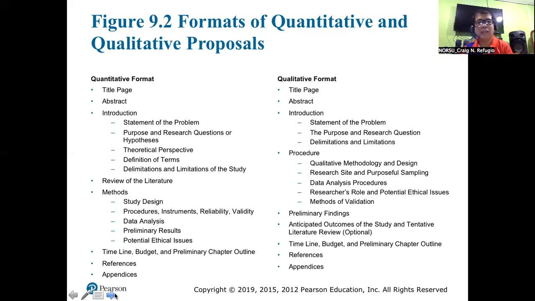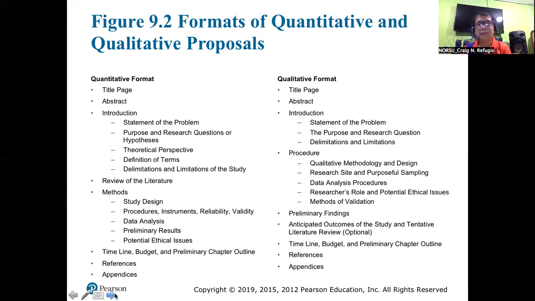So in the quantitative proposal format, there's a title page. In the qualitative format, there is still a title page. In both quantitative and qualitative format, there is an abstract. And then in quantitative format, the introduction is composed of statement of the problem, purpose and research questions or hypotheses, the theoretical perspective, definition of terms or the operational definition of terms, delimitations and limitations of the study.